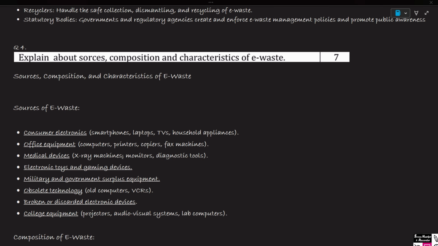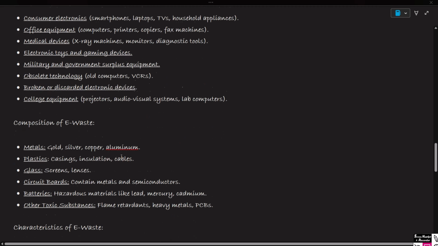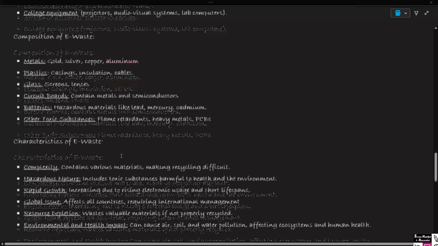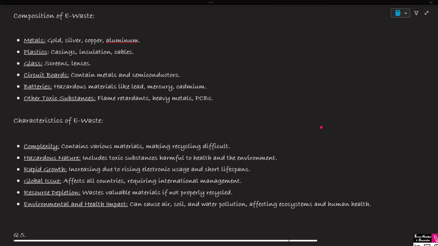computers. So as I told, it is a full theory subject. Module 5, you need to write just on the composition of e-waste, like how we differentiate it. It is differentiated into metals, plastics, glass, circuit boards, batteries, and other toxic substances. Like what all comes in electronic waste, we need to differentiate and write it down. So basically, these are six types.